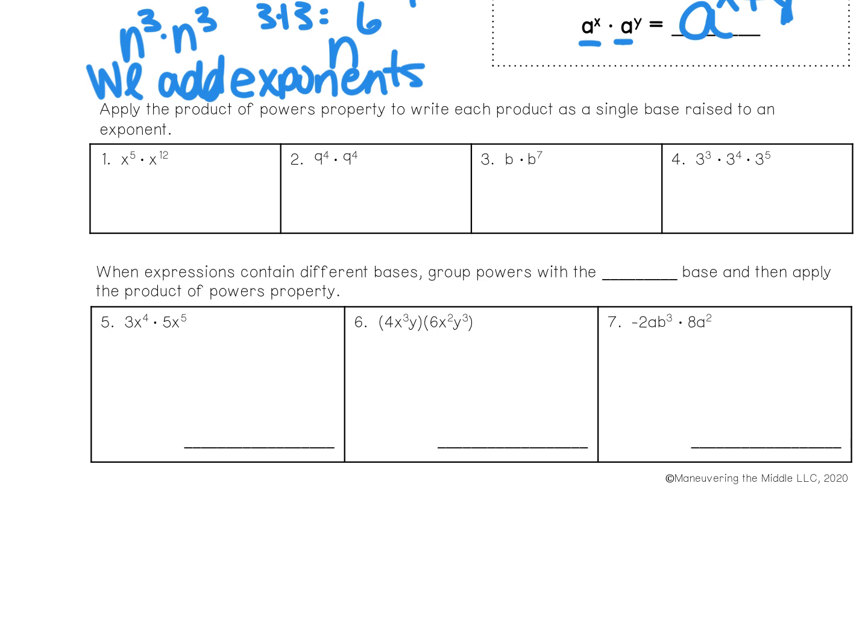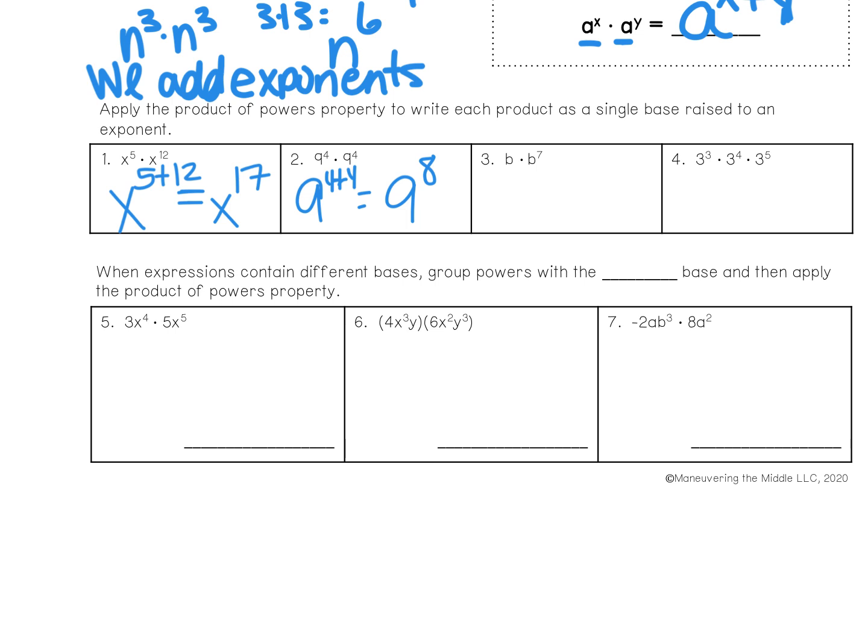We can say, okay, x to the 5th times x to the 12th. So I usually write my x, and then I just write my rule, 5 plus 12. 5 plus 12 is 17. Now you can write this out in expanded form, but the goal is for you to learn how to utilize that rule. So when these get really large, you don't have to do that. So 4 plus 4 is 8, so 9 to the 8th.